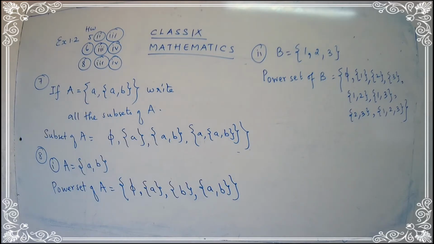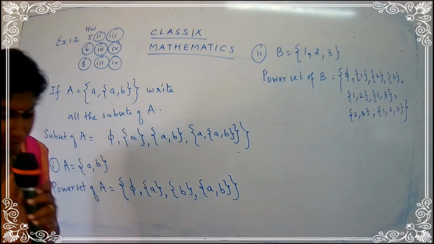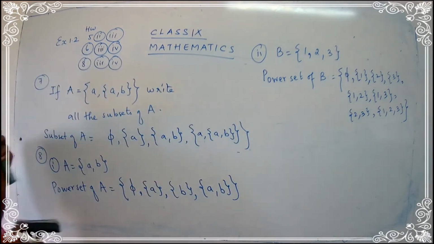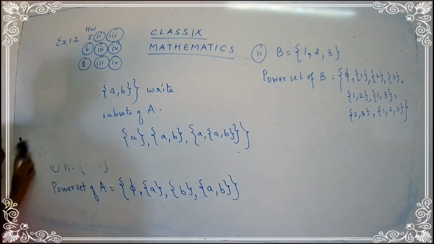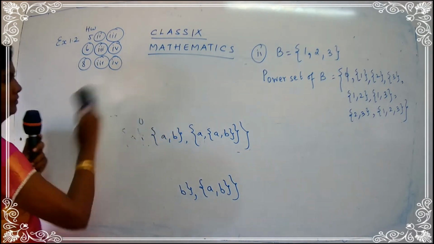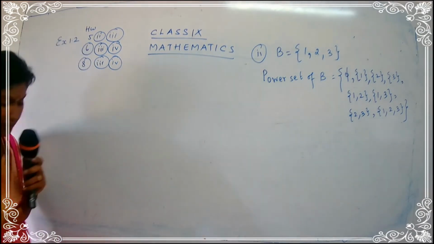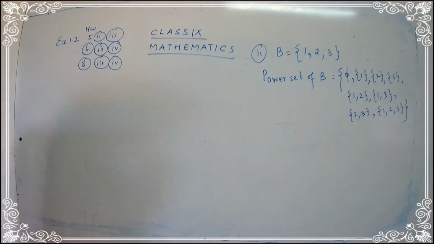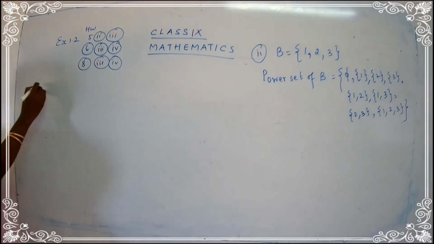Now let's continue with the next question. Take down question number 9. Find the number of subsets and the number of proper subsets of the following sets. Read the question. Find the number of subsets and number of proper subsets of the following set. Take the first subpart.